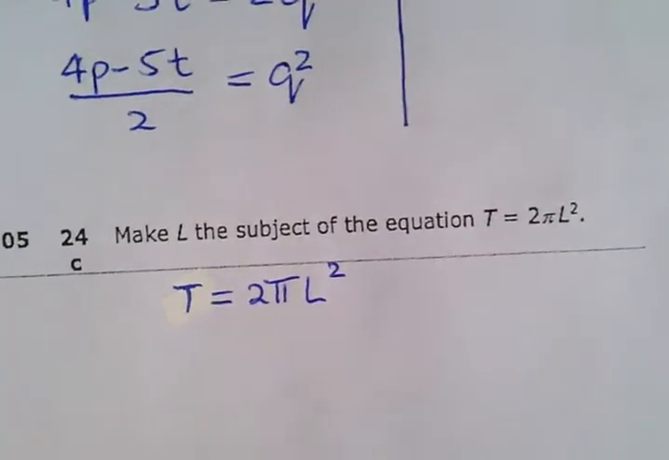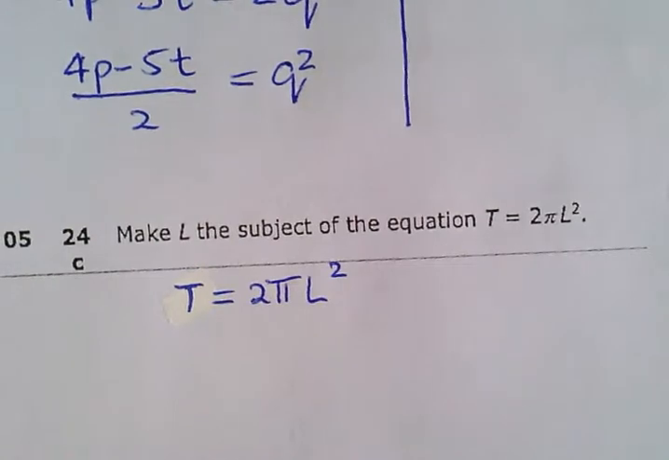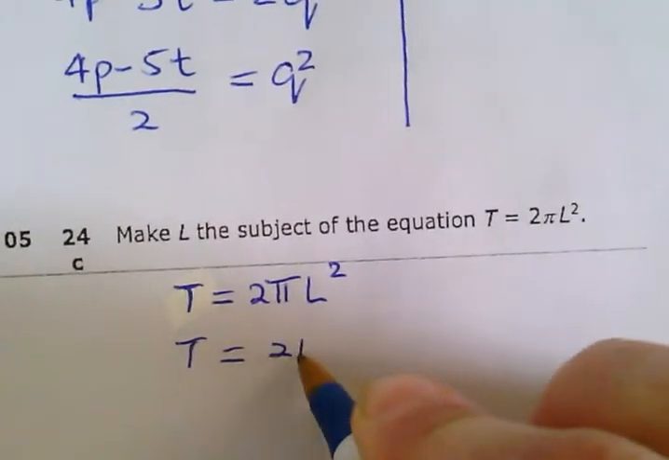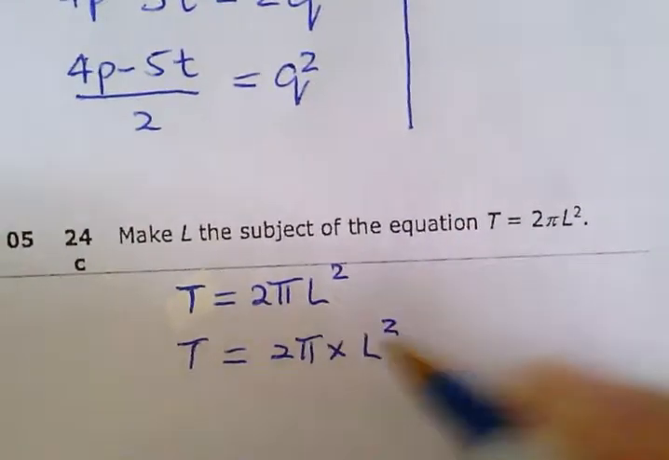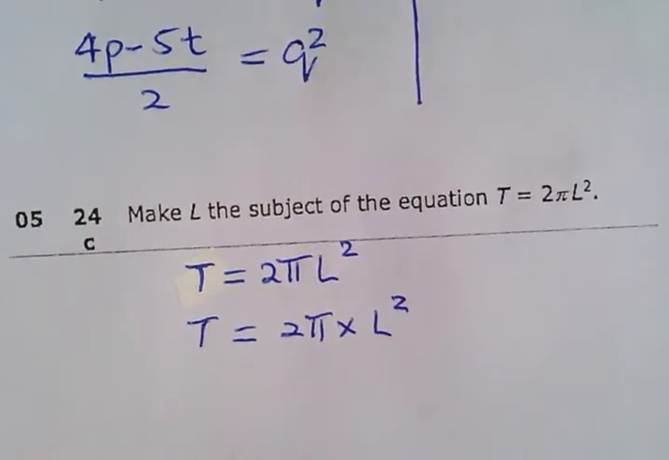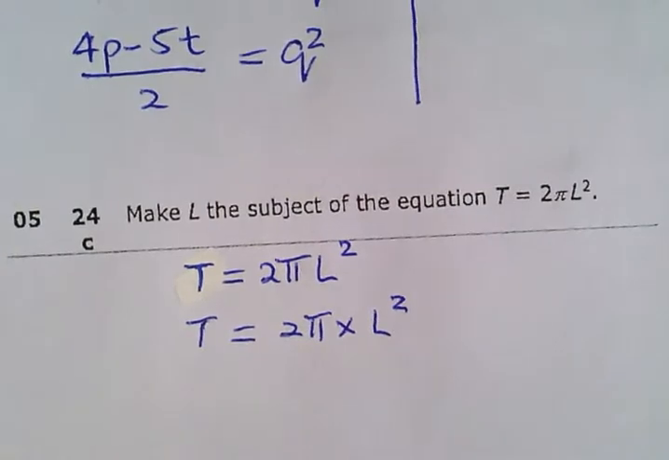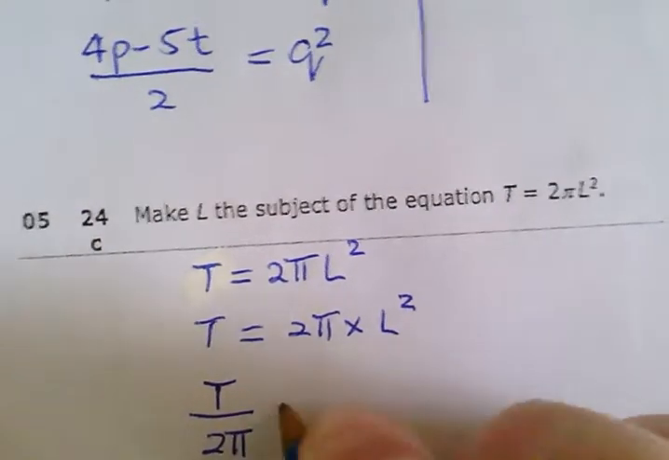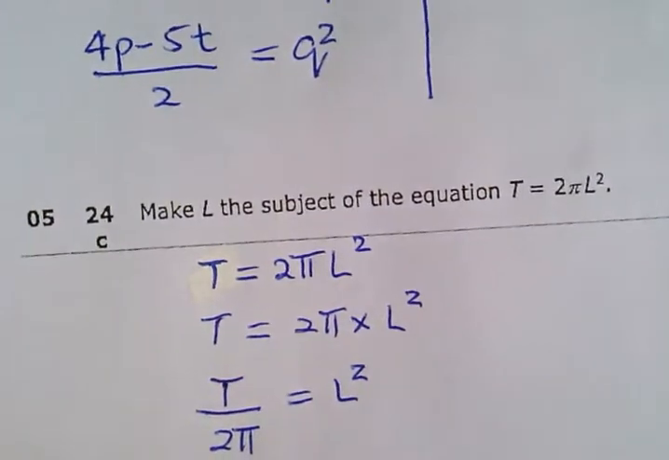Make L the subject. In other words, L's got to stay there. You take everything else over. This is 2 pi times L squared. Yes or no? So, this times 2 pi needs to go. Inverse operation of times 2 pi is divide by 2 pi.